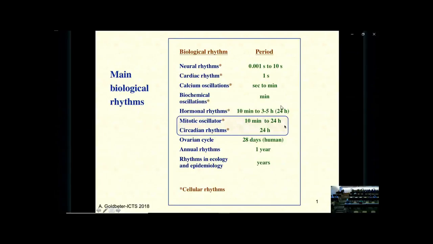And at the end, I will show that these major cellular rhythms, in fact, are coupled. And there is crosstalk, as one may say, between the cell cycle and the circadian clock. And we will see what the dynamical consequences of this are and how this can be modeled.